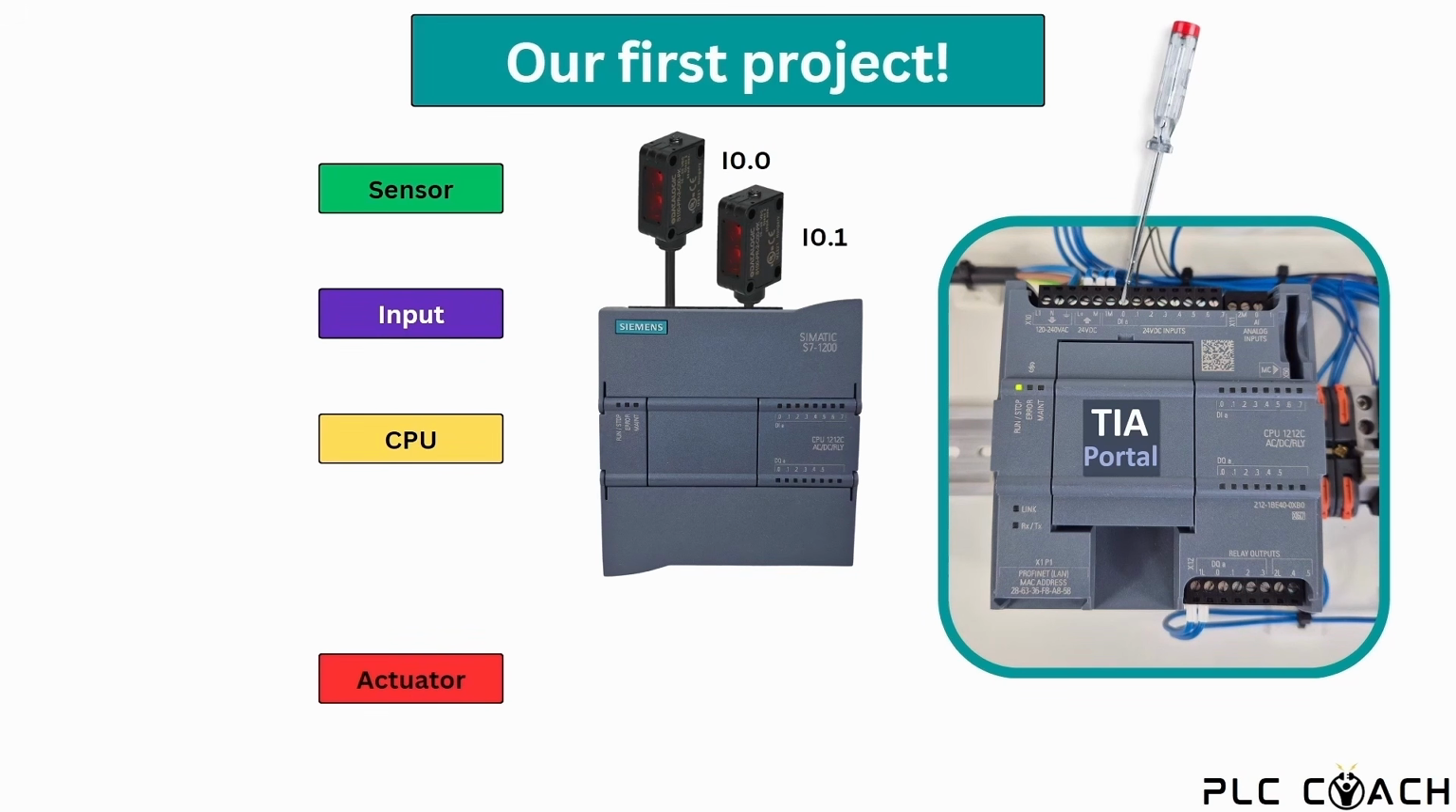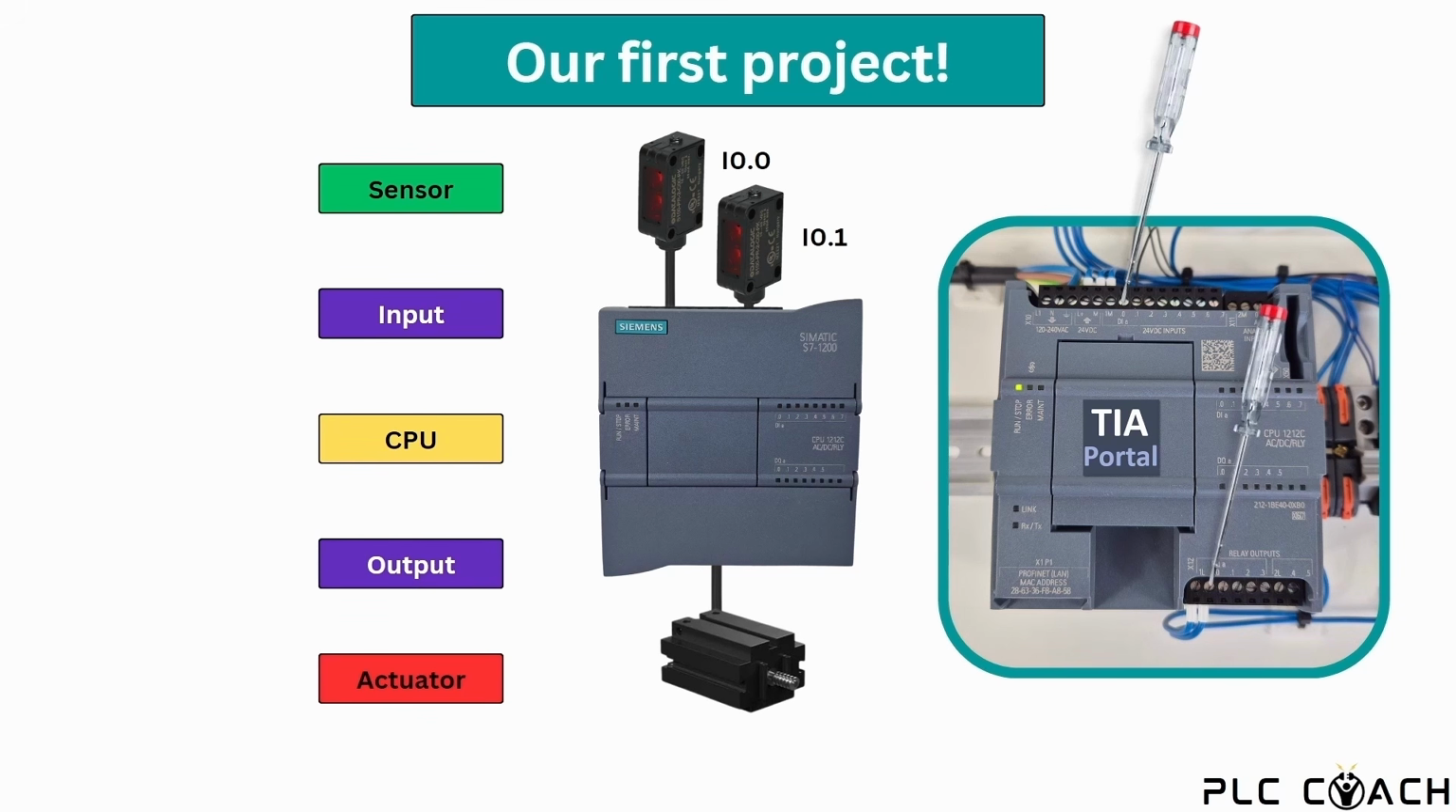Actuators are our system's muscles, like the conveyor belt motor. If you want to control the motor, you must know its output address. Again, the address depends on the wiring of the actuator and the configuration. In our case, the motor has the default address Q0.0.